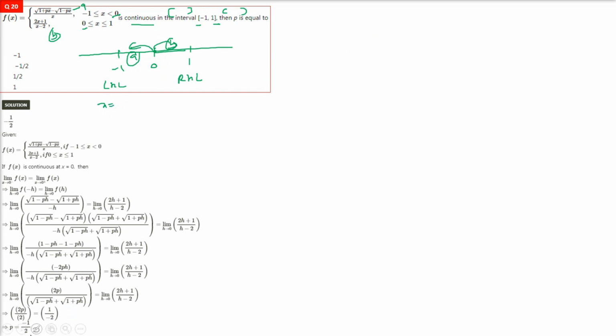So on the left hand side we have to put what? x equals 0 minus h. For the right hand limit we put x as 0 plus h. This is the left hand limit: x we replace by 0 minus h, which is essentially equal to minus h. For the right hand limit, x is equal to 0 plus h, which is equal to h only. So the first one we put in A, the second one we put in B. So minus h for the left hand limit, positive h for the right hand limit.